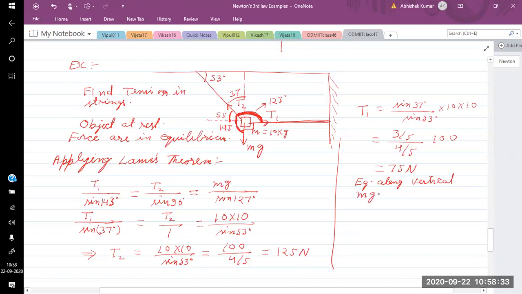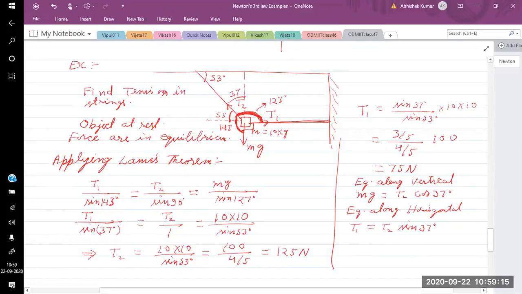So mg will be equal to T2 times the component. This angle is 37. So you can write T2 cos 37. mg is downward and T2 cos 37 is in the upward direction. So you can write mg equal to T2 cos 37. Similarly, for the equation along horizontal, it is also balanced. So one side is T1 and the second side is T2 sin 37. So T1 equals T2 sin 37.